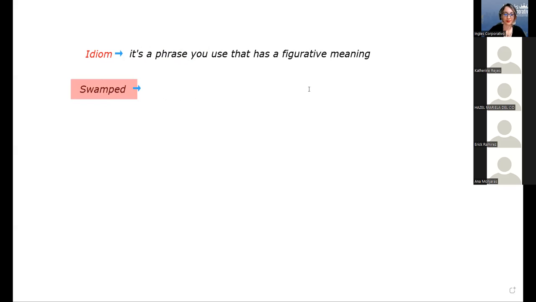Hazel, do you have a comment? Okay, in Spanish we also have these phrases. It's like a phrase that you use, but it doesn't have a literal meaning. It's an expression we use. We have Salvadorian expressions. For example, when something is very difficult, we use the expression está yuca. It's not because it's similar to a yuca, right? It's because it's something difficult. In English, we also have phrases. They are called idioms. And this is one, swamped. It means to be very busy.